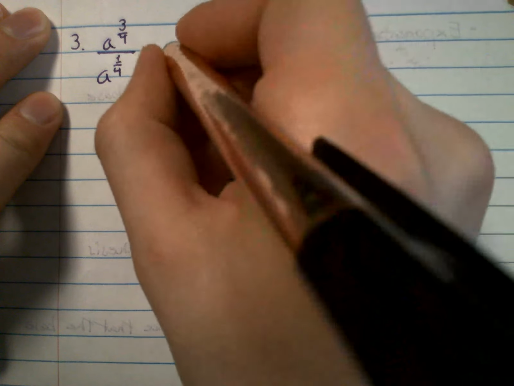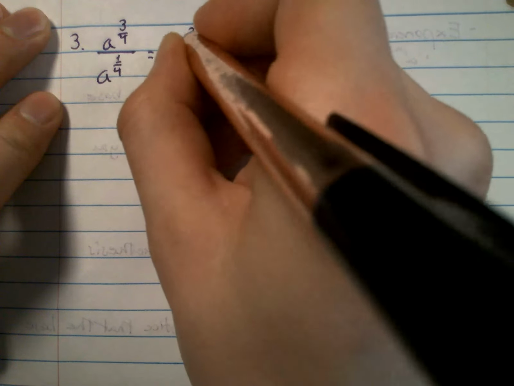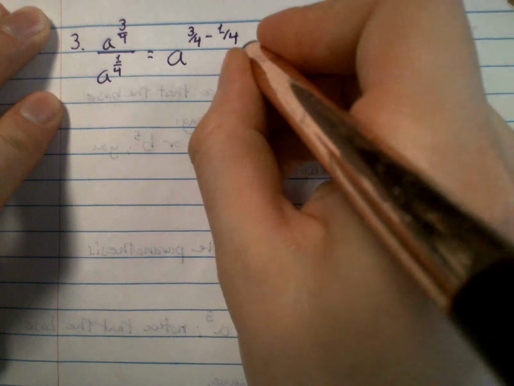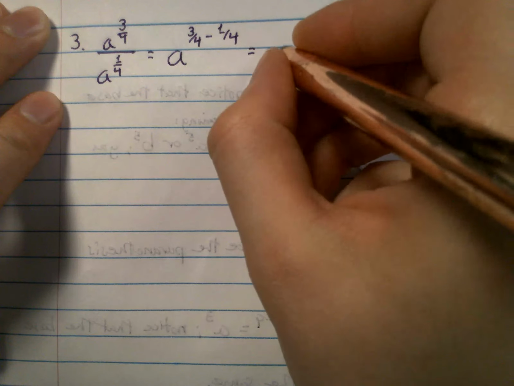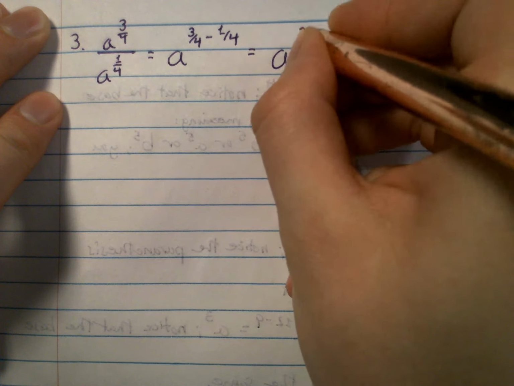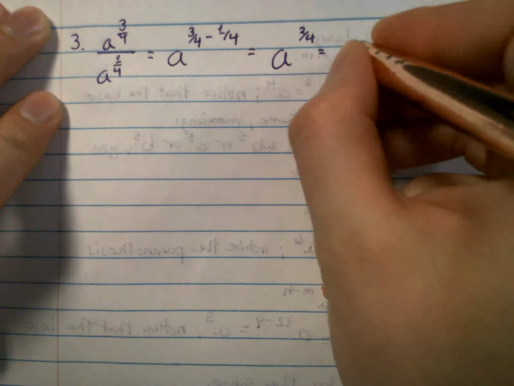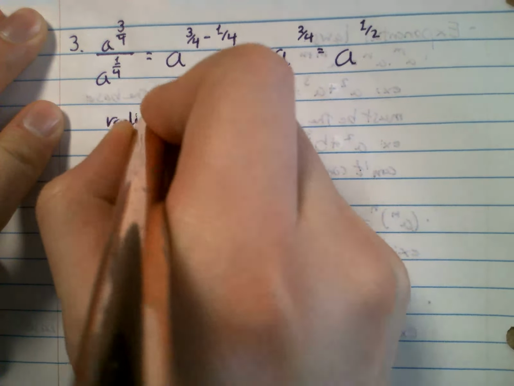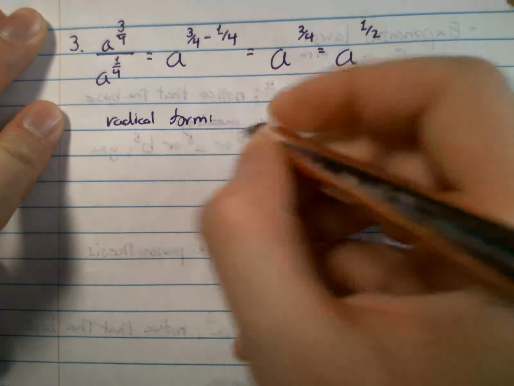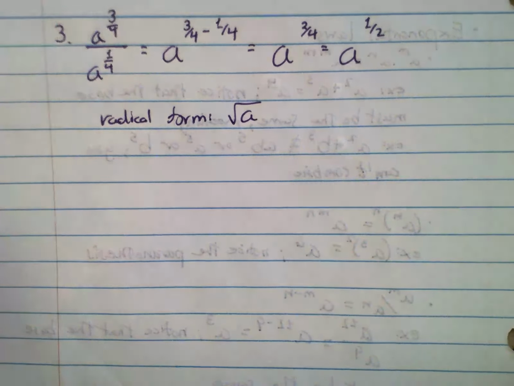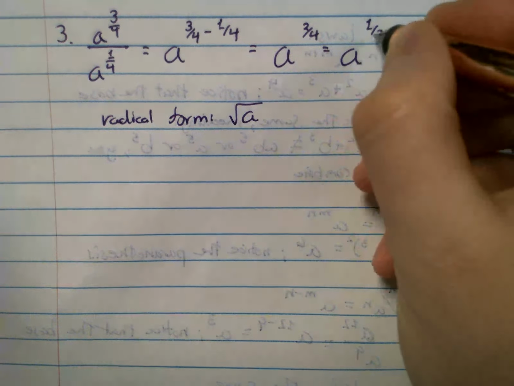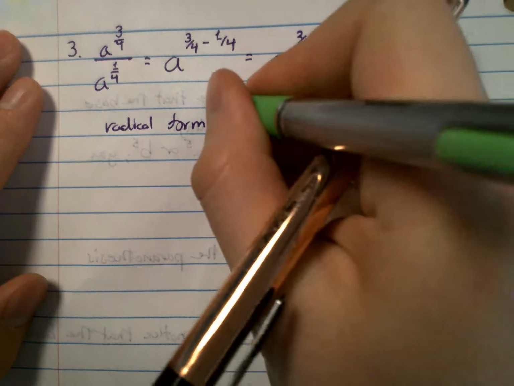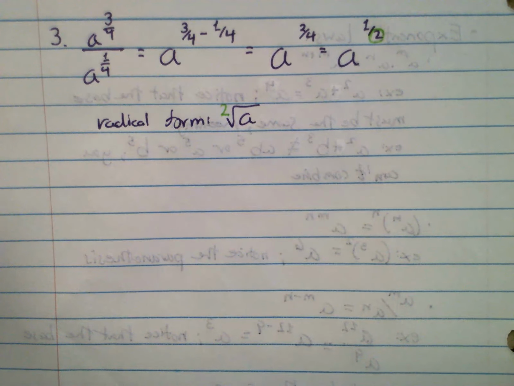Rewrite that as subtraction, so it'll be a to the 3/4 minus 1/4. That's going to give me then a to the 2/4, which gives me a to the 1/2. And if I wanted it in radical form, I would write the square root of a, because the index, which will become right here, is 2. And that goes right there. Okay?